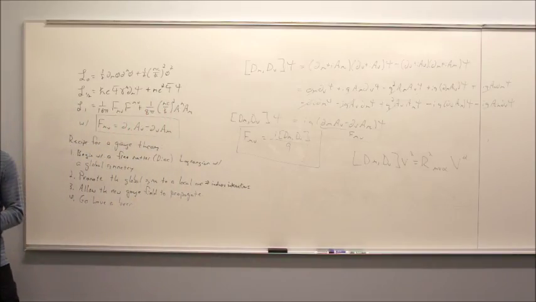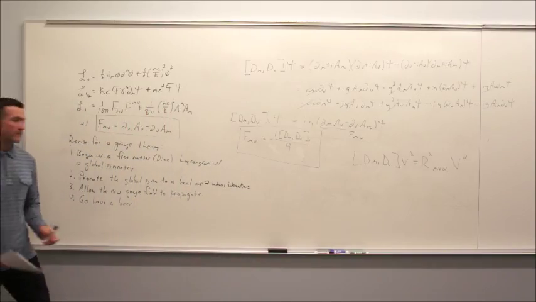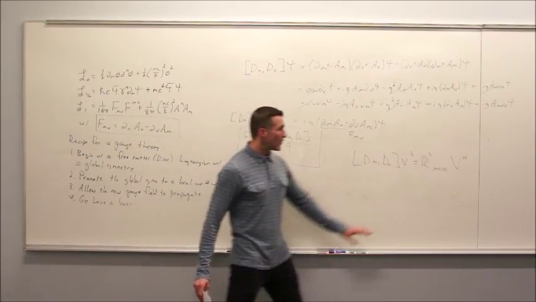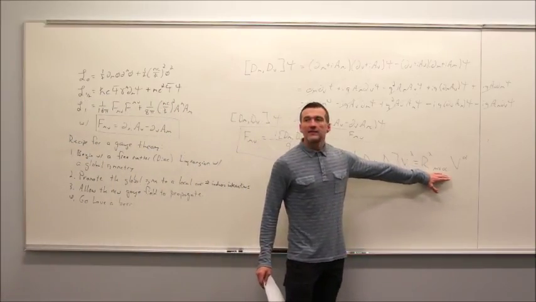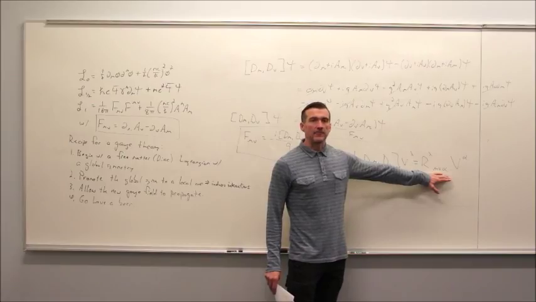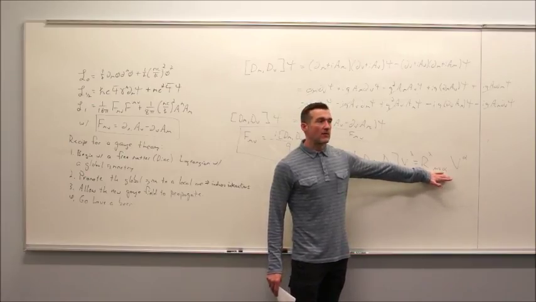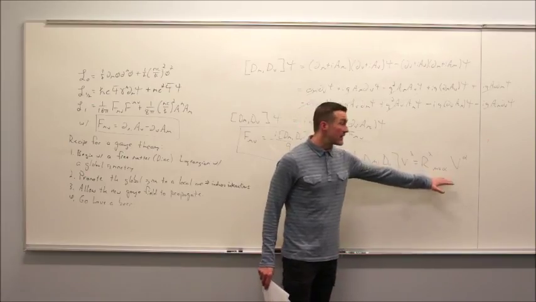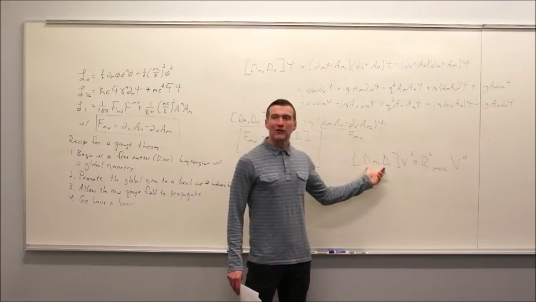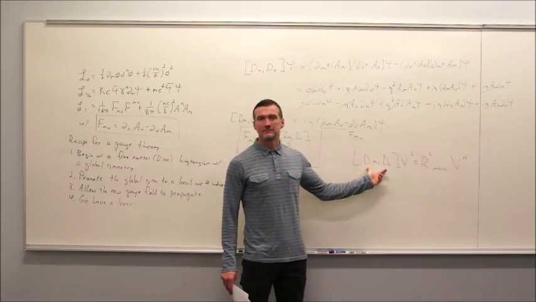Does anyone remember that? It's Christoffel. Actually, no. What is this? The Riemann. This is the Riemann curvature tensor. We derived the Riemann curvature tensor in general relativity by looking at the commutator of the covariant derivatives in general relativity.